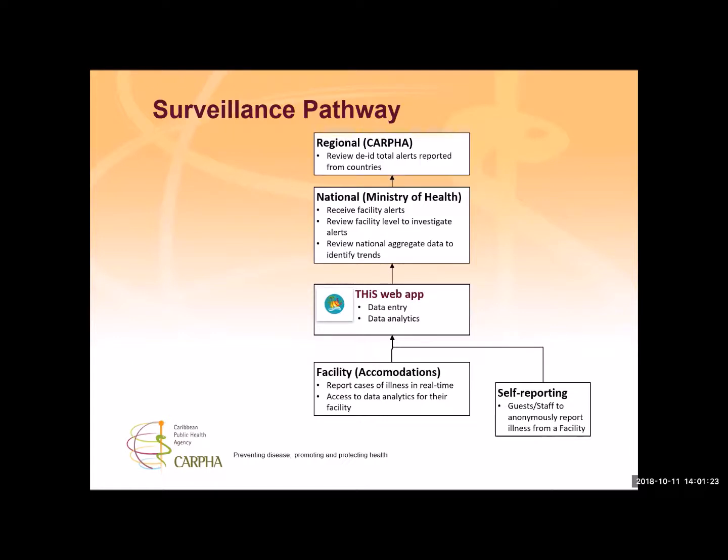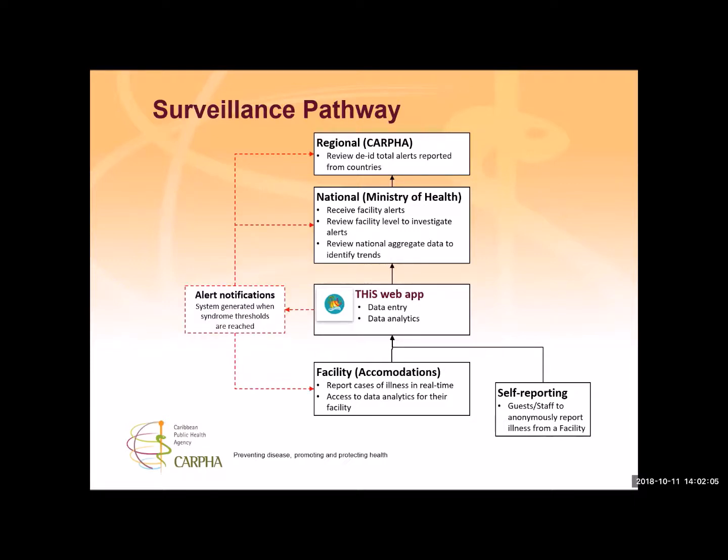The role of CARPHA, which is our surveillance mandate generally for all surveillance data, is that we are able to see the total alerts reported from countries. So for example, if there's an alert in Hotel A, all CARPHA sees is that there's an alert in country, but not specifically the hotel that the alert came from. And this is for a monitoring role. If there's a serious issue, CARPHA can then call the Ministry of Health to find out if they have also received the alert and if they need any help with the response to the issue.